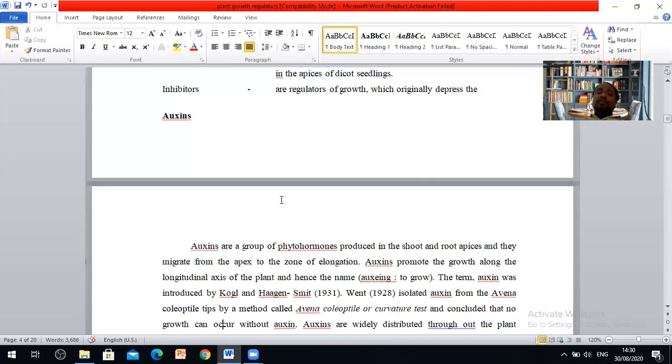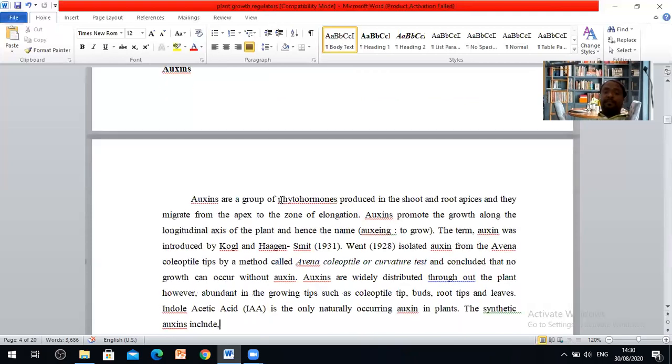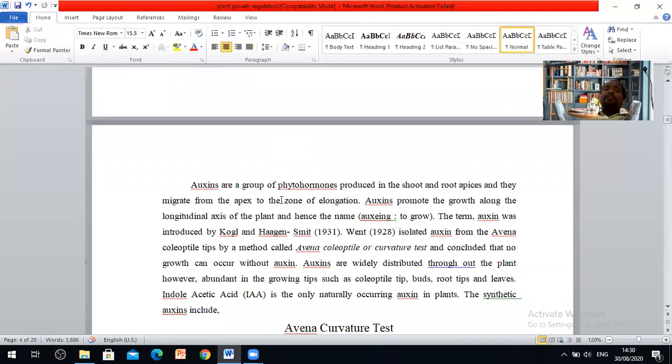The term auxin was introduced by the scientists Kogl and Smith in 1931. It was the scientist Went who isolated auxin from the seeds of Avena in 1928. He isolated the auxin from the Avena coleoptile.